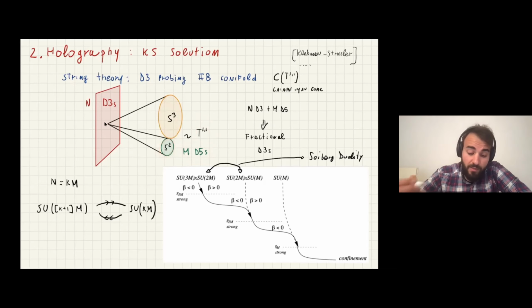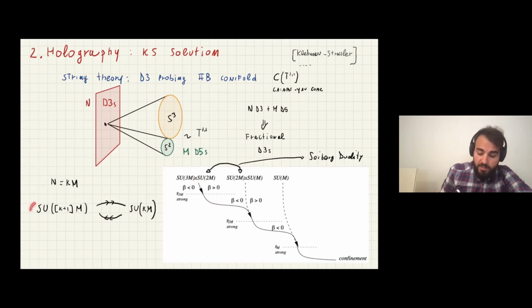wrapped on this S2 will back react on the external geometry, making it different from AdS5. And we will see the metric in a second. So this solution is also called the fractional D3 brane. This configuration of D3 plus D5 branes will lead to fractional D3 branes. And the dual field theory of this solution is given by the cascade theories, where one of the two couplings has flown to strong coupling, and in particular, the coupling with bigger rank. So in this case, this is a running solution that we will see in a moment, and the solution will correspond to the strong coupling of this theory, which is related by Seiberg duality at this point.